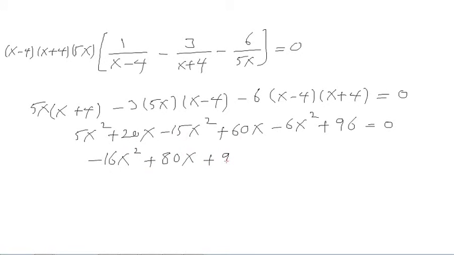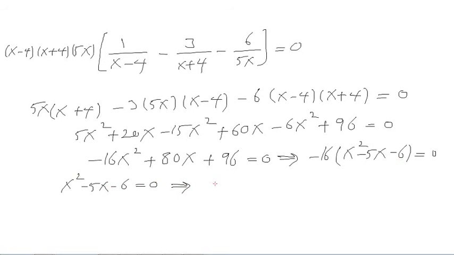Plus 96 equals 0. If I factor out a negative 16, I get x squared minus 5x minus 6 equals 0. For this equality to hold, this factor has to be 0. So I only need to solve x squared minus 5x minus 6 equals 0. I can solve by factoring. This is x minus 6 and x plus 1.